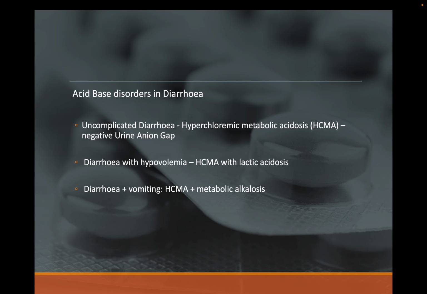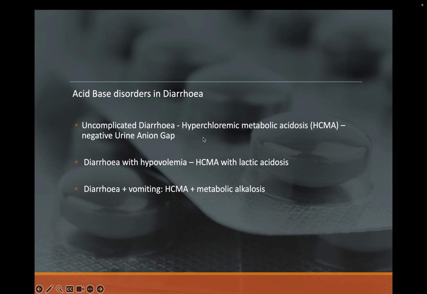Diarrhea plus vomiting is a mixed picture: hyperchloremic metabolic acidosis plus metabolic alkalosis. In vomiting, because of the acid loss, there is hypokalemic, hypochloremic metabolic alkalosis. Paradoxic aciduria is the classical finding commonly seen in gastric outlet obstruction. Generally it is hypochloremia with metabolic alkalosis in vomiting. That is why if the patient has both diarrhea and vomiting, they have a mixed metabolic acidosis and alkalosis pattern. So this is the thing that you need to remember. In the case of hypovolemia, there is also lactic acidosis because of decreased perfusion.